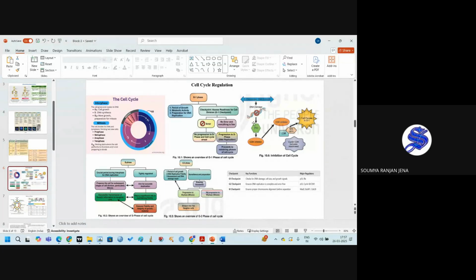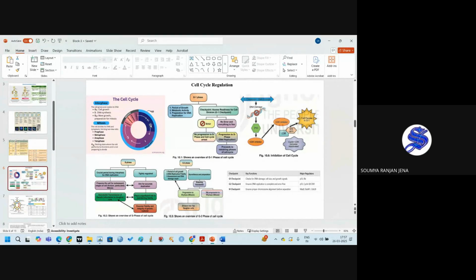Then this P53 activates CDK inhibitor. We'll discuss this CDK inhibitor. This is cyclin dependent kinase inhibitor, and this inhibitor blocks the cyclin and CDK complex, and this inhibition of the cyclin and CDK complex will arrest the G1 to S transition of the cell, and pause the cell at G1. If DNA damage does not occur, then P53 is not activated, and the cell cycle will go from G1 to S.